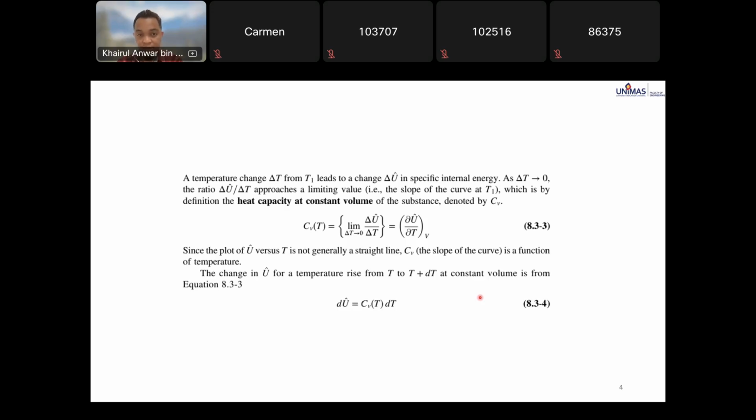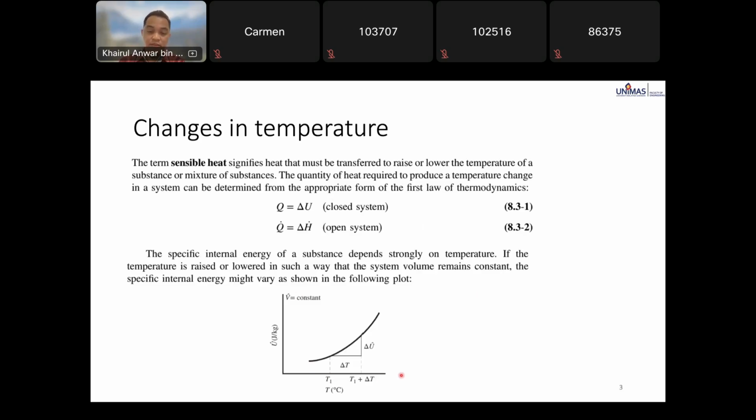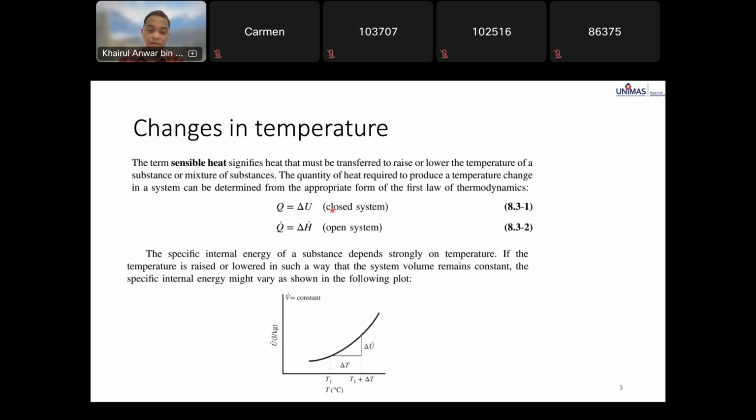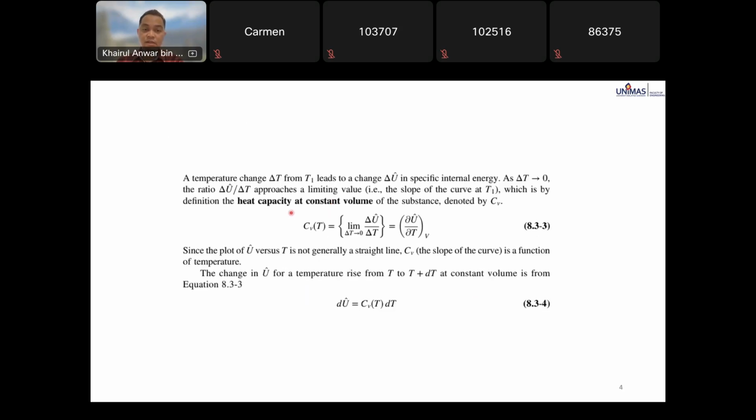So the temperature change delta T from T1 to T plus delta T. So this is what we call CV, or heat capacity at constant volume. Since the plot of U versus T is not only a straight line, but hyperbolic, CV, the slope of the curve, is a function of temperature.